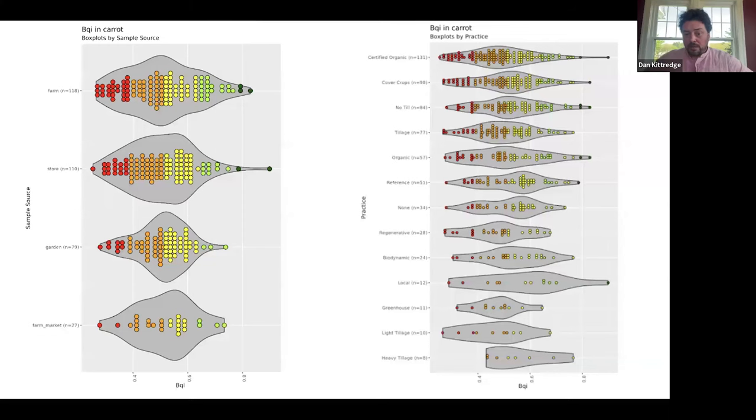People who use tillage is the next one. Remarkably similar range, maybe a couple fewer excellent ones, but not a lot of variation there, right? What we're seeing primarily is that the average carrot is not that good, and any one of these things does not correlate with the differentiation.